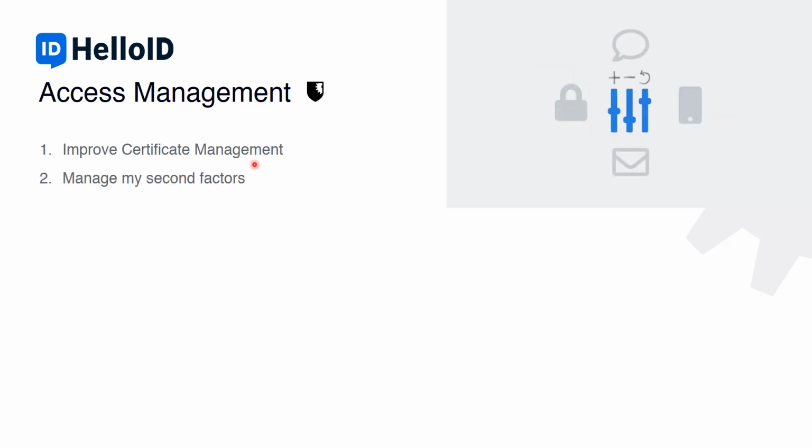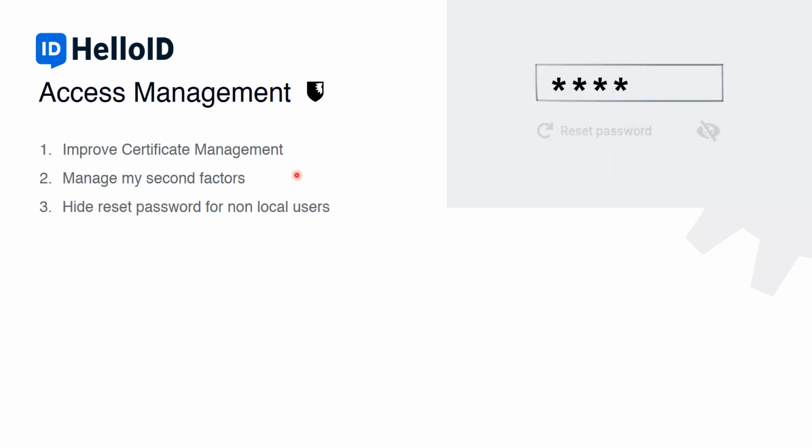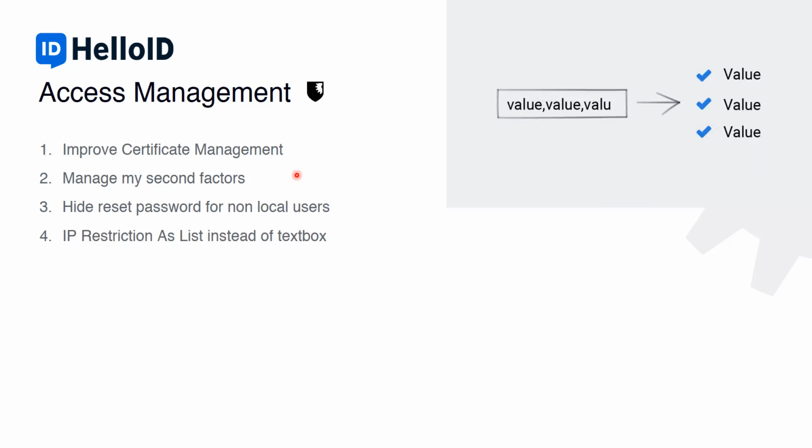You can also manage your second factors. As an end user you were already able to remove them, but now you can also add a new second factor. Also, some smaller items. We have removed the password reset for external IDPs. That option didn't do anything, so we removed it. A small thing is that we have the IP restriction box a little bit better formatted. I will demo that in a minute.